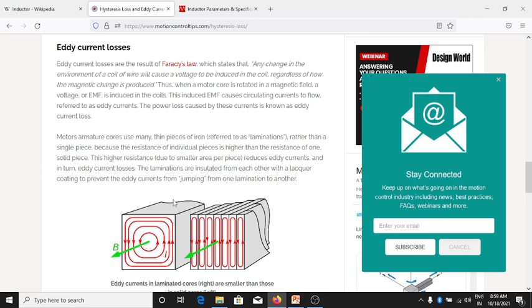Motor armature cores use many thin pieces of iron rather than a single piece because the resistance of the individual piece is higher than the resistance of one solid piece. This higher resistance due to the smaller area per piece reduces eddy current and in turn eddy current losses. The laminations are insulated from each other with a coating to prevent the current from jumping from one lamination to another.